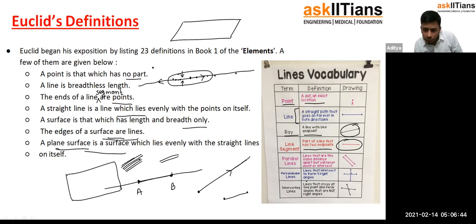Now, we can also see what parallel lines, perpendicular lines, and intersecting lines are. First, let us talk about intersecting lines. Any two lines which have a point in common are called intersecting lines, correct? Similarly, perpendicular lines are any two lines which have an angle of 90 degrees, or a right angle, between them. Parallel lines are lines that never meet each other, correct? These are very basic definitions that we should be aware of.